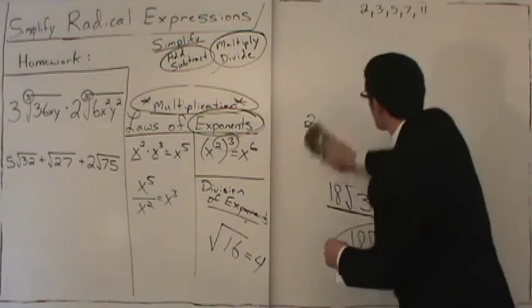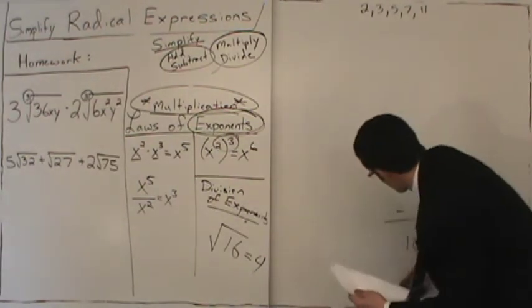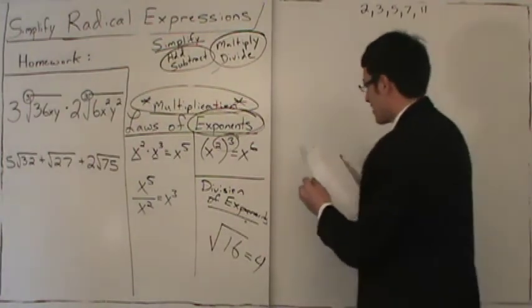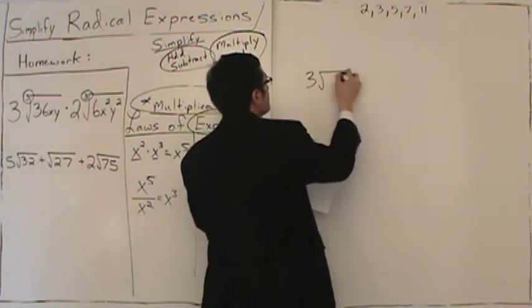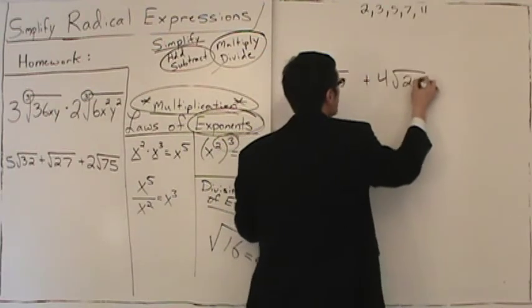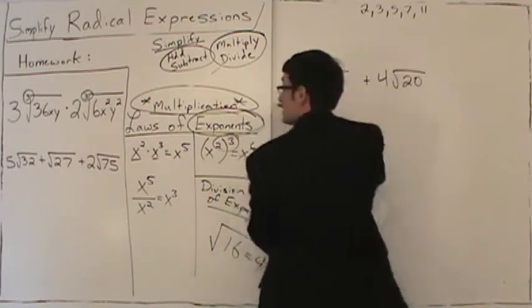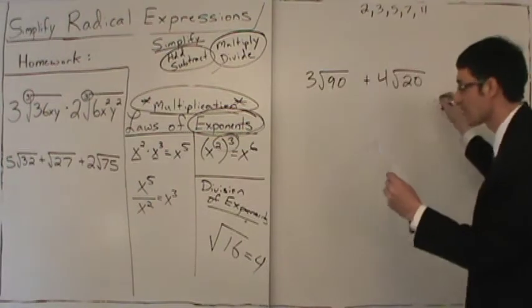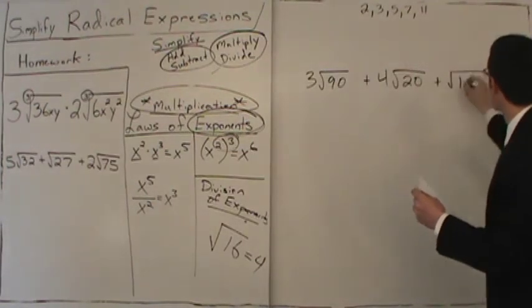Looking at 3 square root of 90 plus 4 square root of 20. If you've got it, go ahead and stop the video and get these two problems done. But if you need to see another example, I'm going to put one more up here. Plus the root of 162.